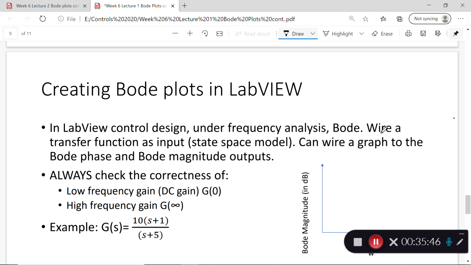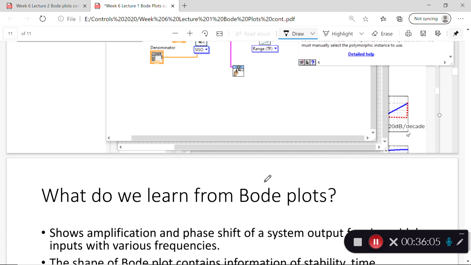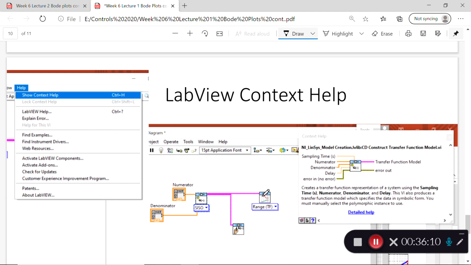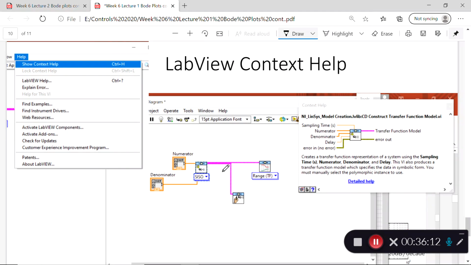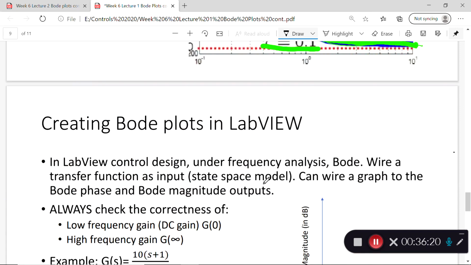It will graph both. It needs an input of your transfer function, so a state space model that we can make in Control Design, or that we set in our simulation by specifying the coefficients. Then you can wire a graph from the Bode phase and magnitude outputs. So that really looks like what I'm talking about. If I had some transfer function, I wire it to that Bode icon and then to a graph. I will show it better in lab next week.